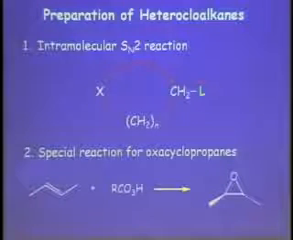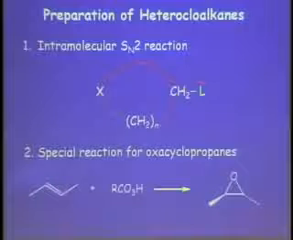This is the reaction on which we learned the rules for the rates of ring closure. 3-membered ring, fastest; 4-membered ring, slowest; 5, faster again; and 6, faster again. And the interplay between entropy and ring strain as you do this.